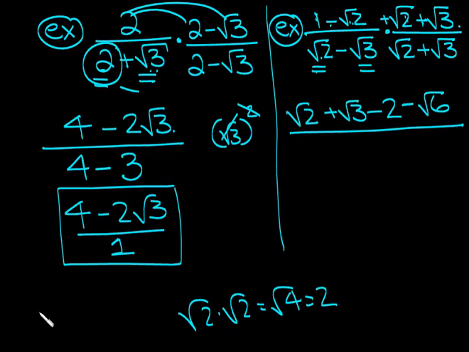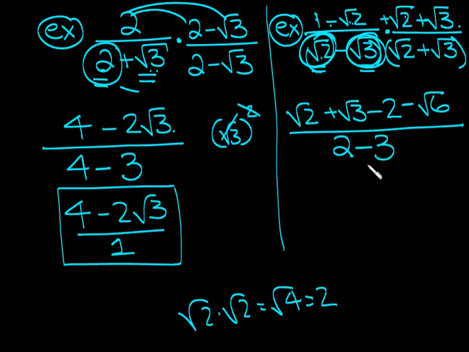Divide that by, we are multiplying conjugates here, aren't we? What happens when we multiply conjugates? You take the square of the first. Square root of 2 times square root of 2 is 2. Put a minus in the middle. Take the square of the second. Square root of 3 times square root of 3 is just 3.